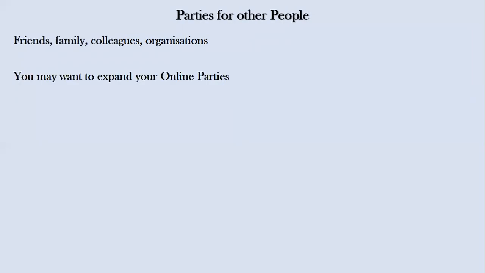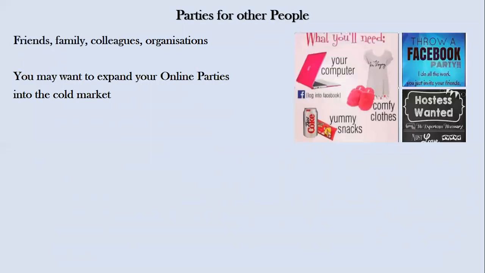Could be your friend, could be someone you found through your advertisement, might be friends, family, colleagues, organisations. There are lots of organisations who have Facebook pages who are looking to raise funds. So you may want to expand your online parties into the cold market. So if you do this, how do you set up the event so they can share it?